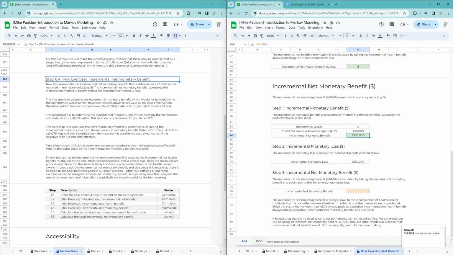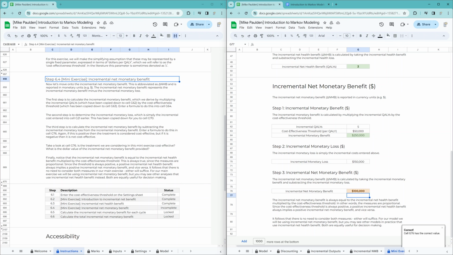Now, the monetary loss is simply the incremental cost, so $150,000. And then the incremental net monetary benefit is going to be one minus the other. So we take the 250,000 and we subtract the 150,000. So it's the incremental monetary benefit minus the incremental monetary loss, and that's a gain of $100,000. Okay, and before we continue, this is the end of the mini exercise.